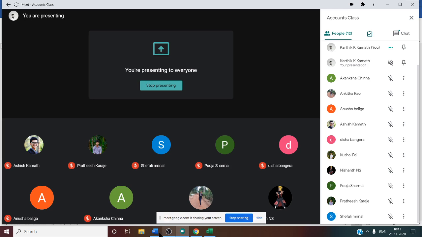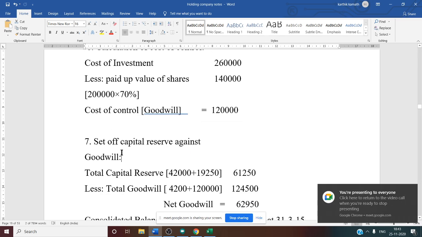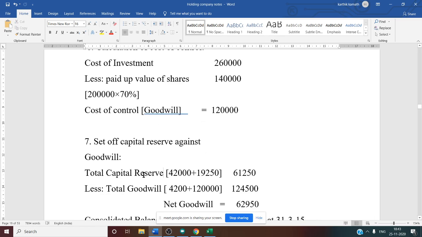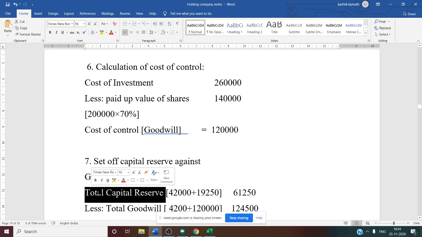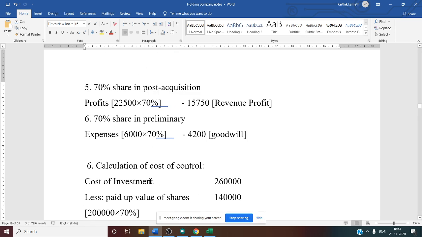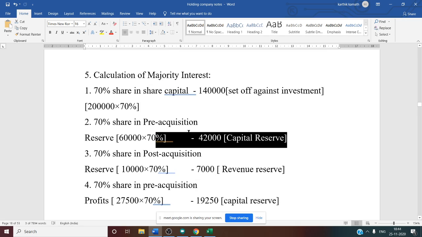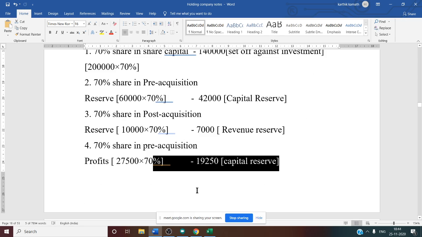After this, you have to see the last working note, that is set off of capital reserve against goodwill. First we want the total capital reserve, then we want the total goodwill. How to get the total capital reserve? For this information, you have to see the majority interest working note. Wherever you have written capital reserve, consider that amount. That is pre-acquisition reserve 42,000 plus pre-acquisition profit 19,250. What is the total?